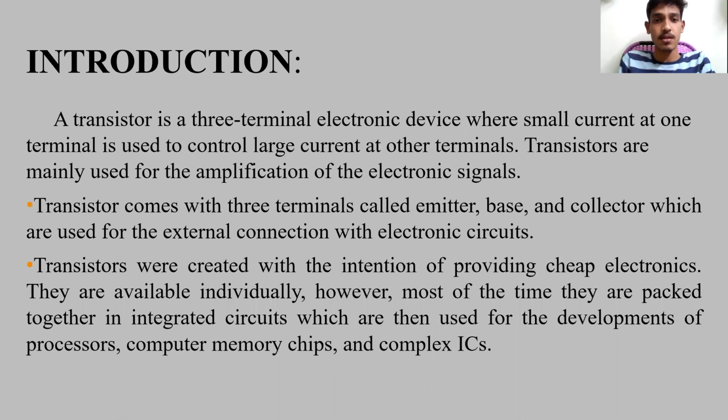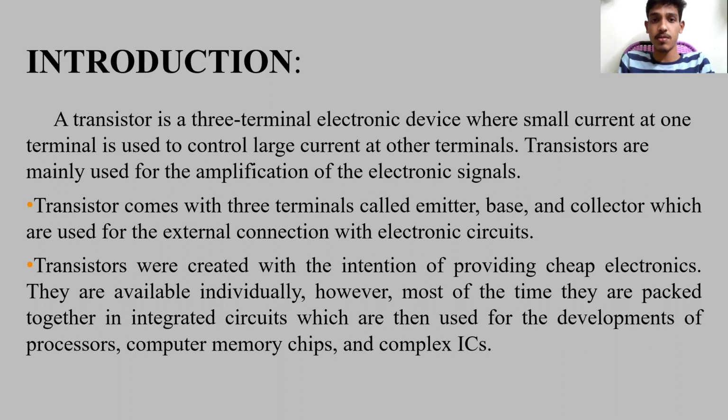A transistor is a three-terminal electronic device where small current at one terminal is used to control large current at other terminals. Transistors are mainly used for the amplification of electronic signals. Transistors come with three terminals called emitter, base, and collector, which are used for the external connection with electronic circuits. Transistors were created with the intention of providing cheap electronics.